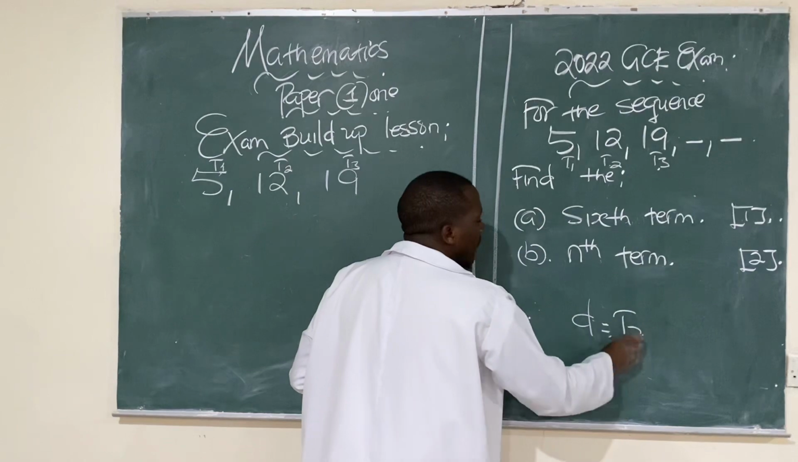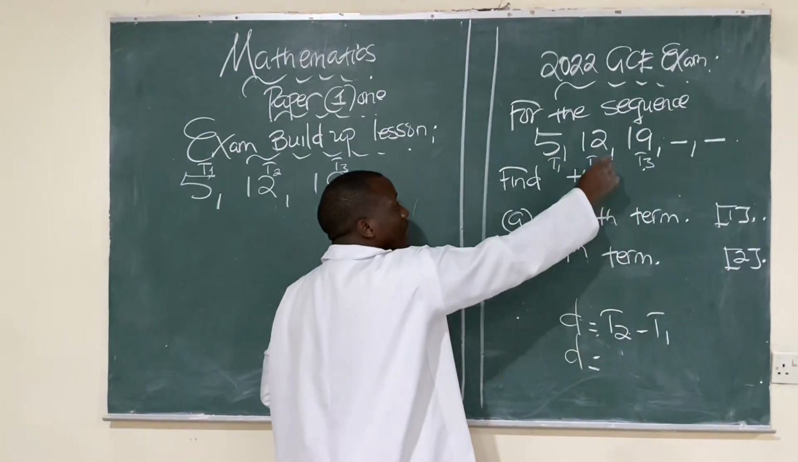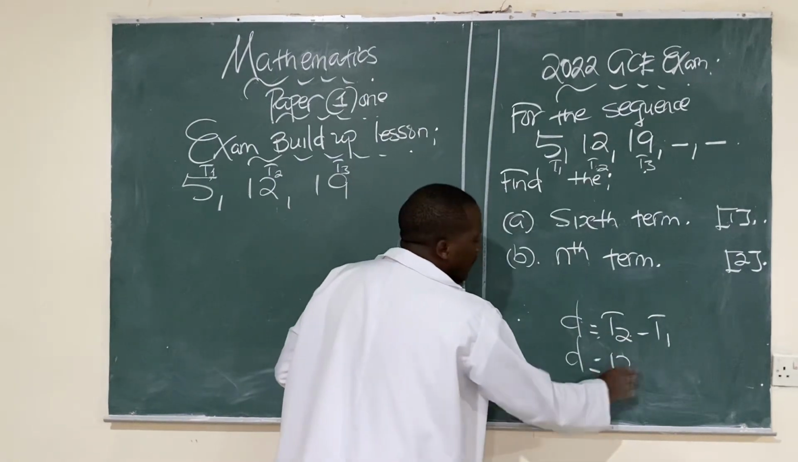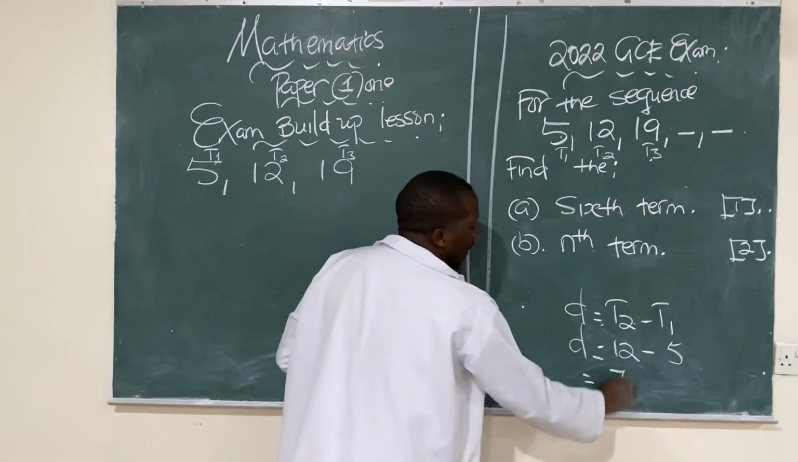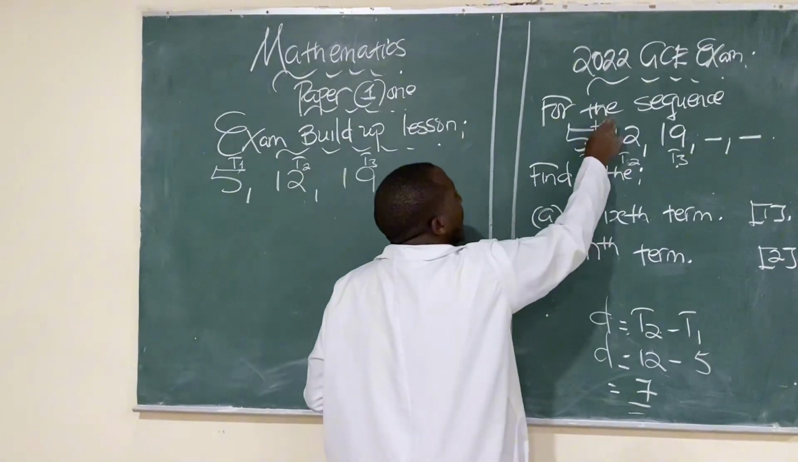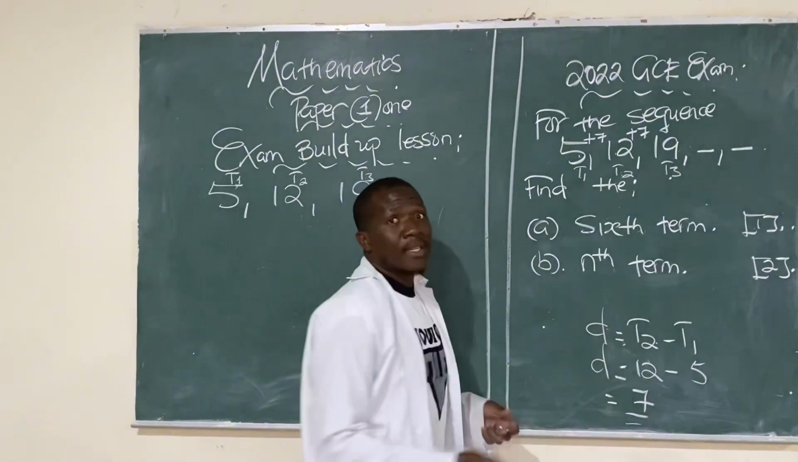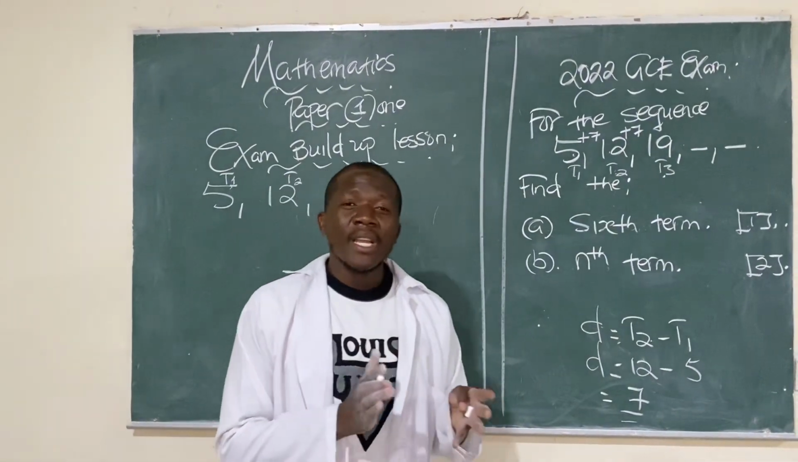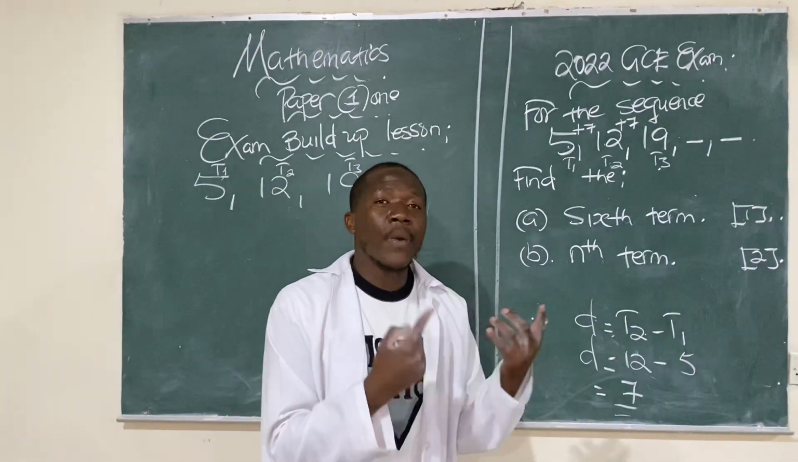So if I say T2 minus T1, I'm going to find that the common difference is the number on T2, that is 12, minus the number on T1, that is 5, and thereby I have 7. In the sense that 5 plus 7 is 12, and 12 plus 7 is 19, which means the common difference is the same number that is added throughout.